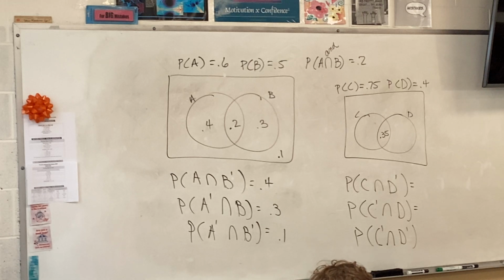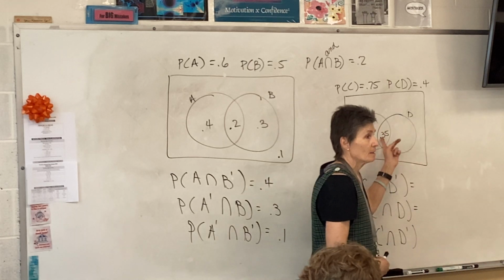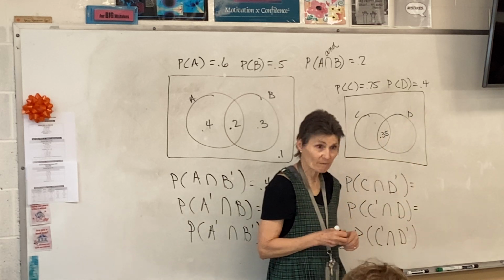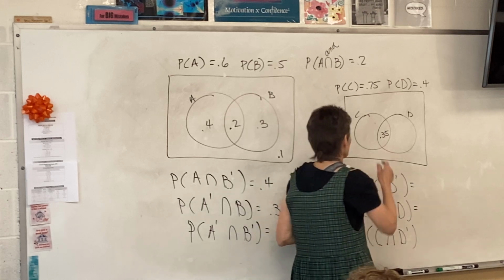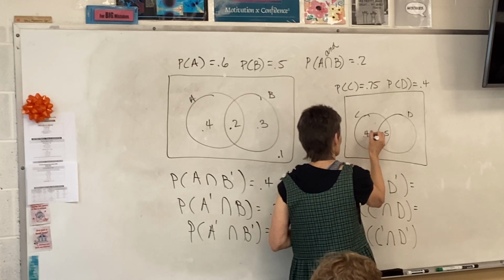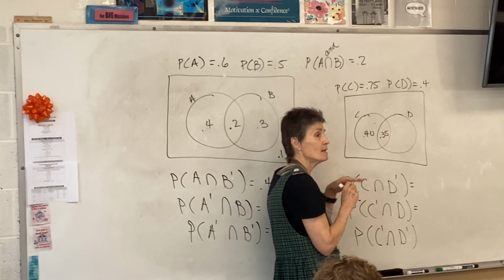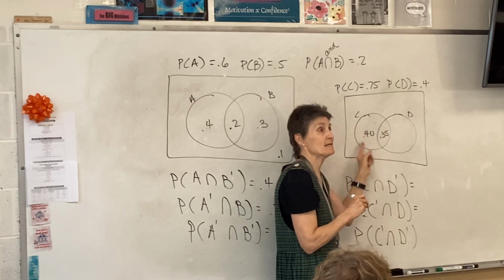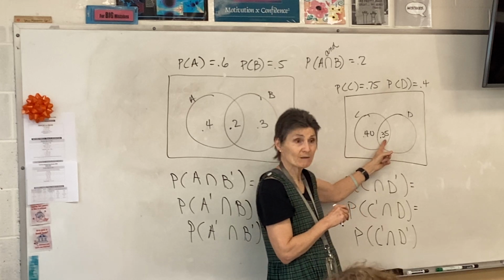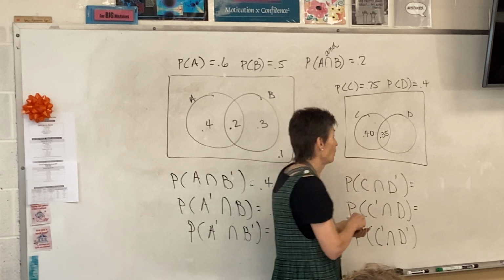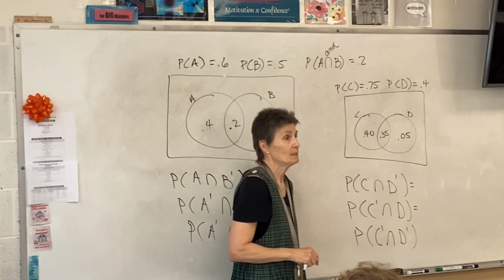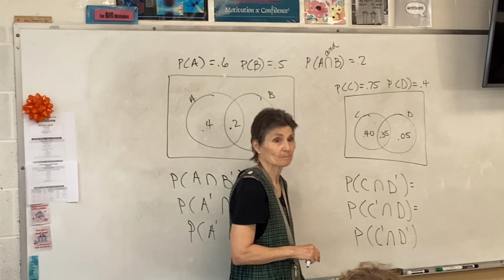Where did you start? I hope you started right here in the middle, because they told you that C and D was 0.35. So what did that mean about just this part right here? 0.4 or 0.40, whatever's easiest for you. Because the whole C ball is 0.75. We already know the middle part is 0.35, so that leaves 0.4 here. What about over here? 0.05. Please watch that decimal. 0.05, 5% over there.